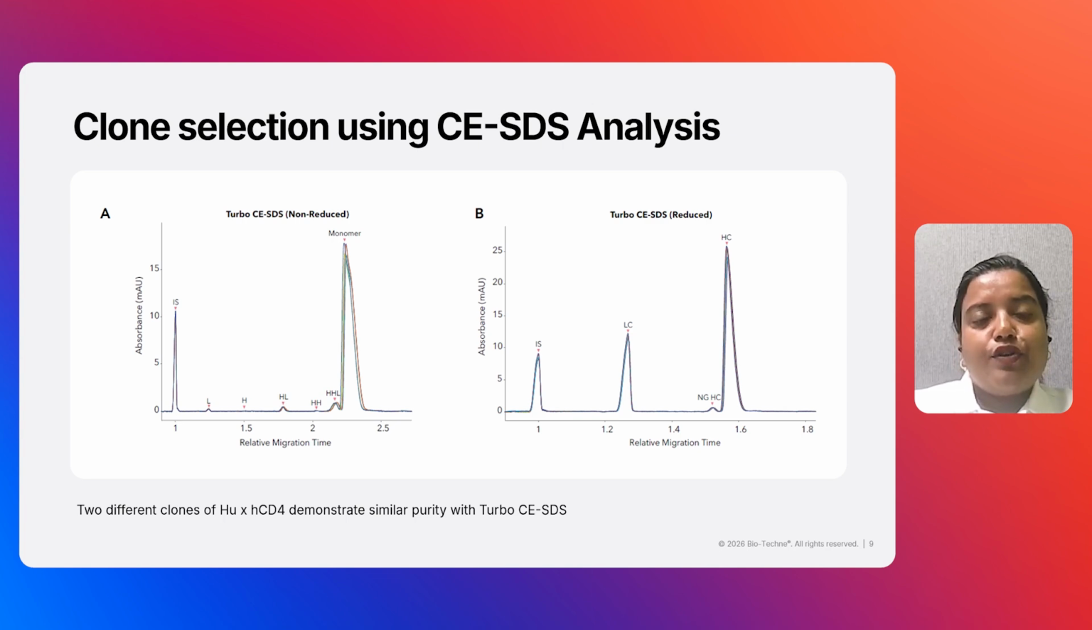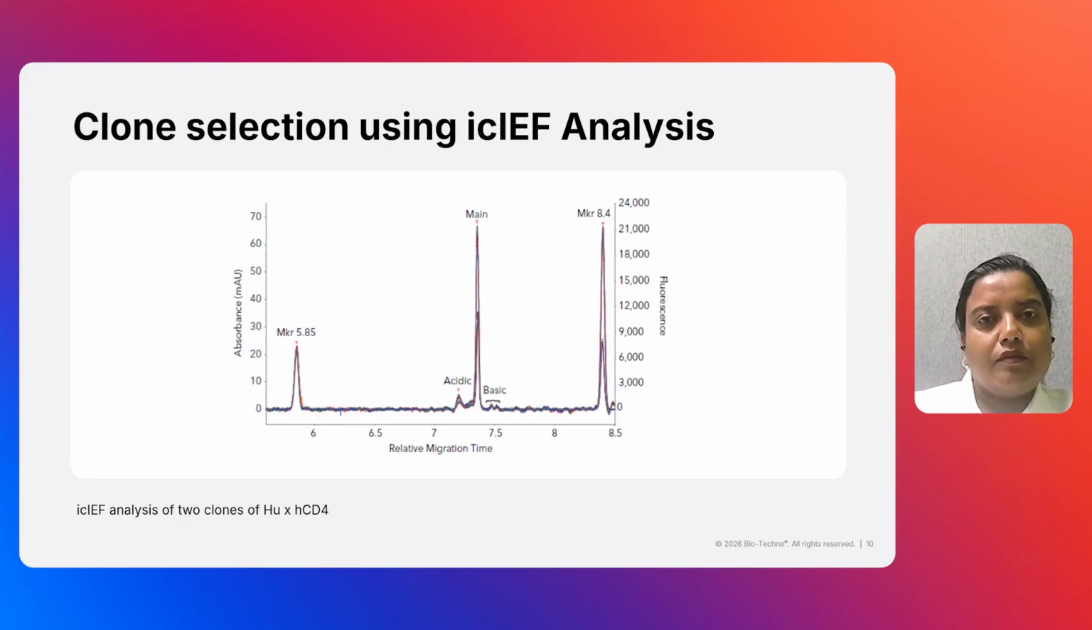Now, the figure shows the CESDS profile generated under non-reduced and reduced conditions, respectively. Within the two clones, the results were pretty comparable. However, it is important to note that the purity and charge profile between clones can be drastically different, which in turn depends on the cell culture conditions, such as the nutrients, the temperature, the pH, and many more.